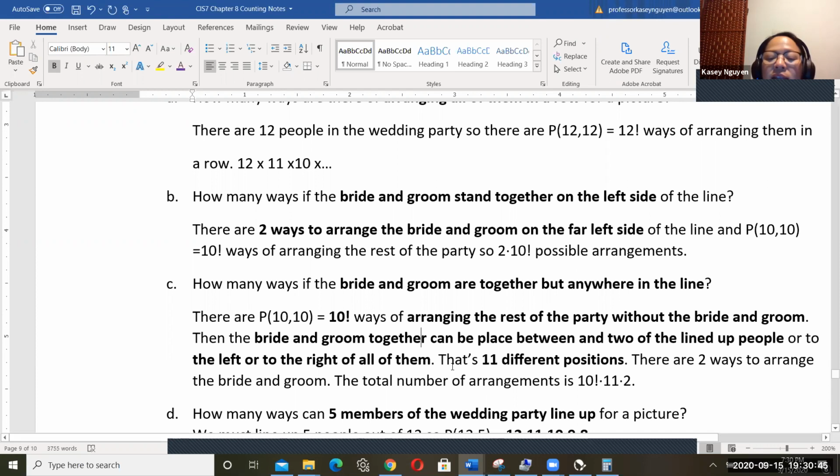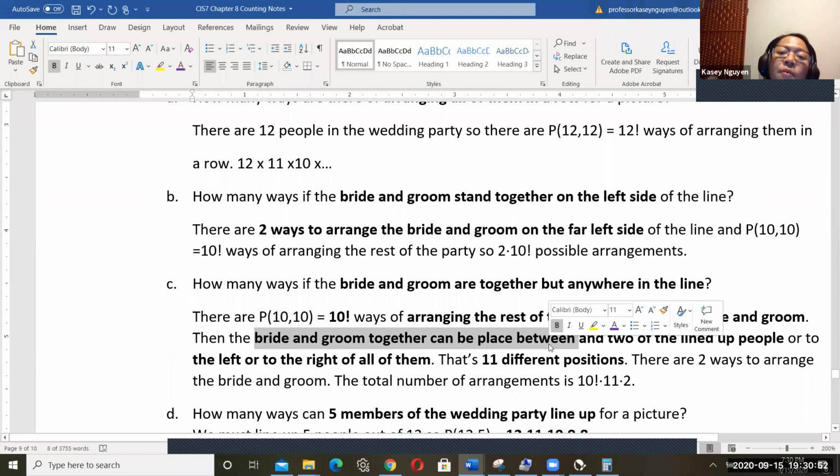Okay, this is a little harder because they threw in the criteria that they could be anywhere with the people that are lined up. So that would have the 1 added, but because you have the bride and groom, you have to multiply that by 2.